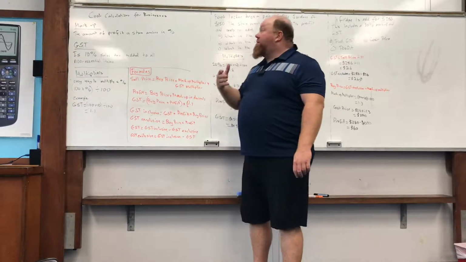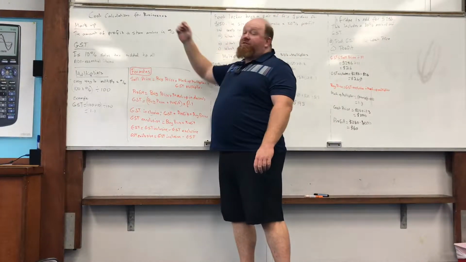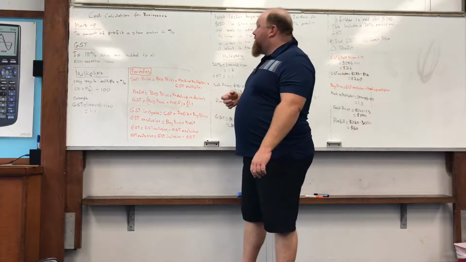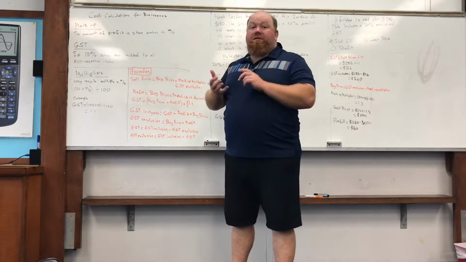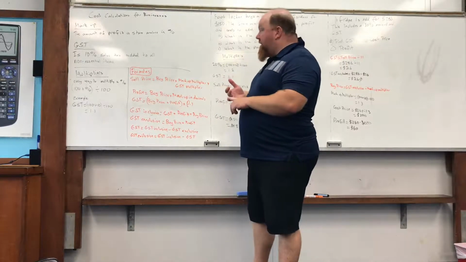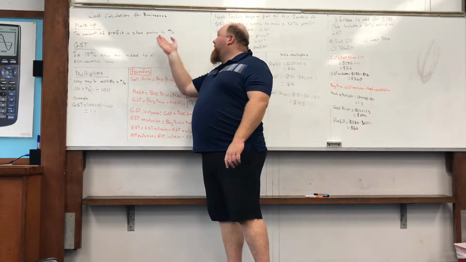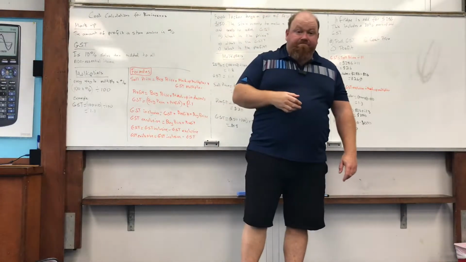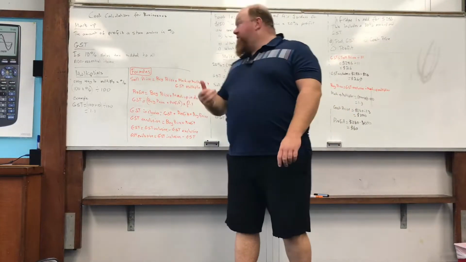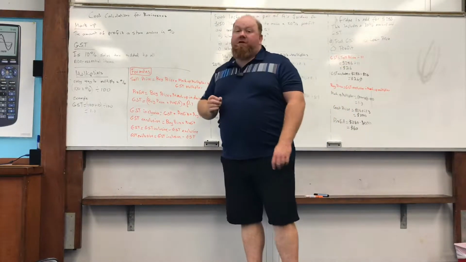So this time we're going to talk about cost calculations for business. The things that are important are the buy price, the markup and the GST. The markup is the amount of profit that a store makes, usually a percentage. The GST is always 10%, but it's only on non-essential items.